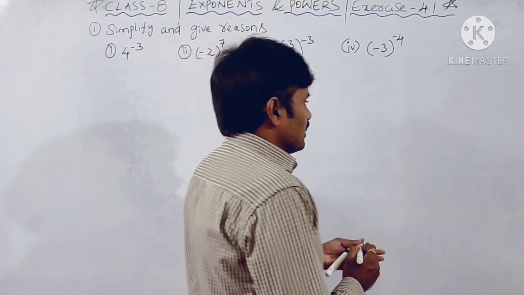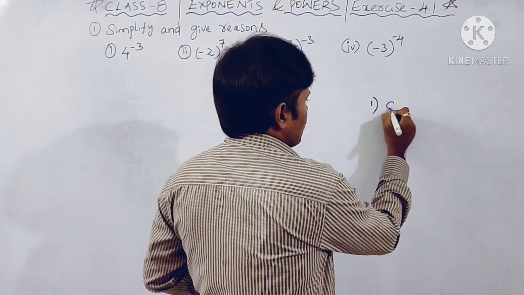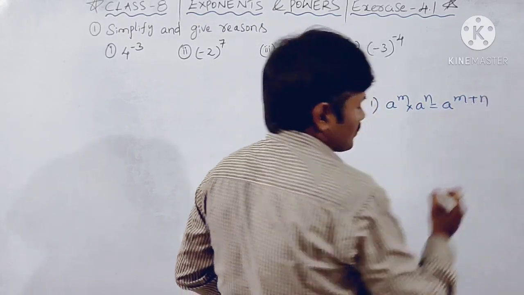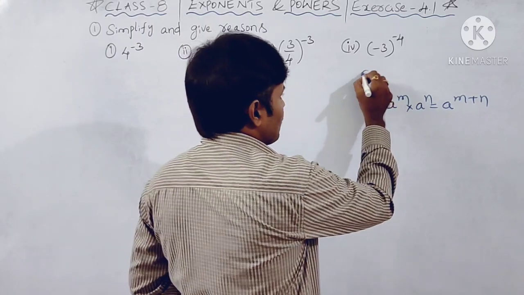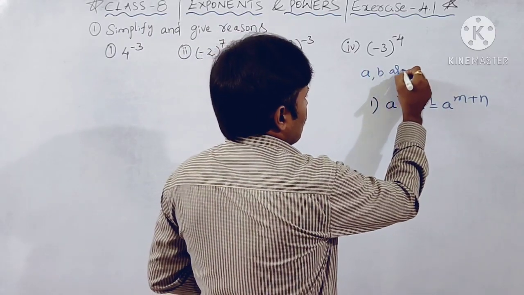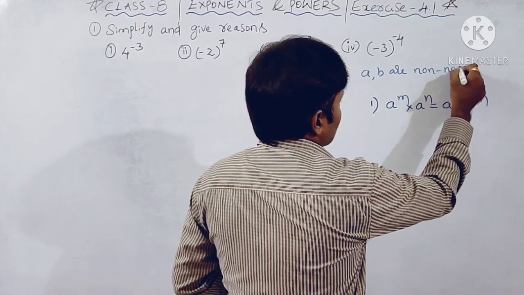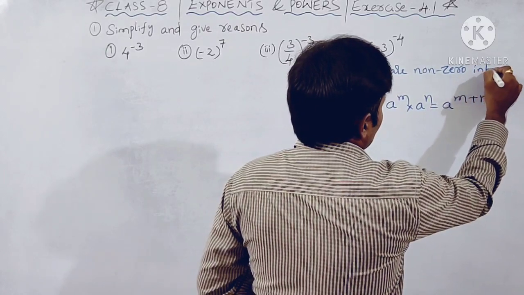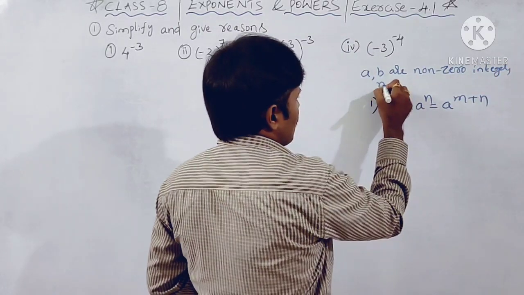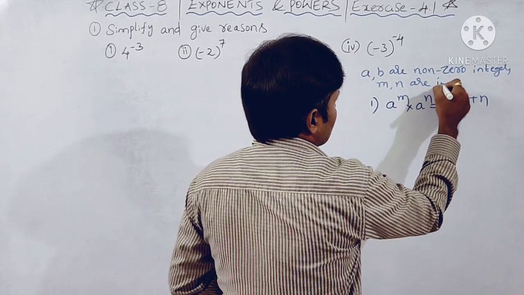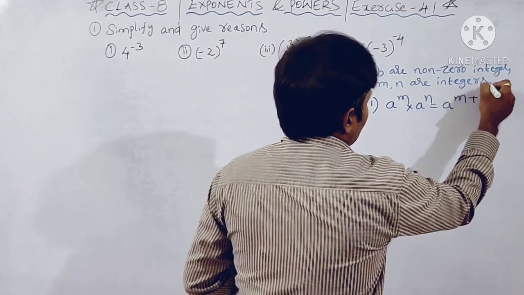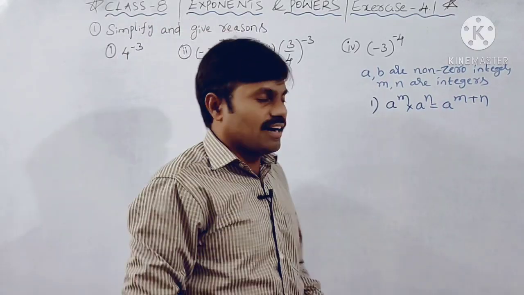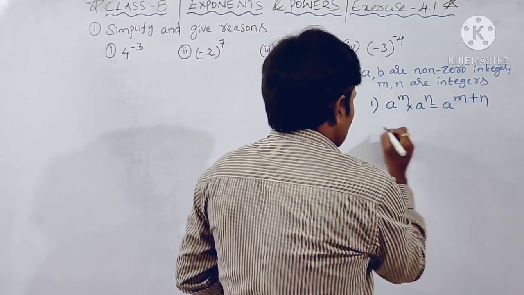So what are the laws of exponents? a to the power of m into a to the power of n is equal to a to the power of m plus n, where a, b are non-zero integers and m, n are integers. So in this case, a to the power of m into a to the power of n is equal to a to the power of m plus n.